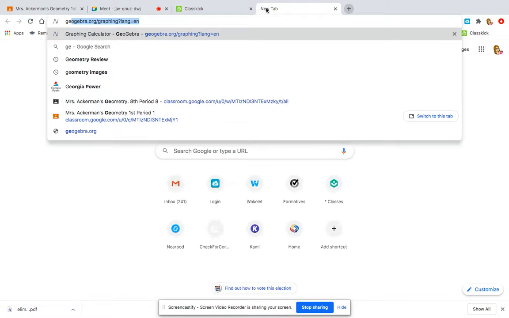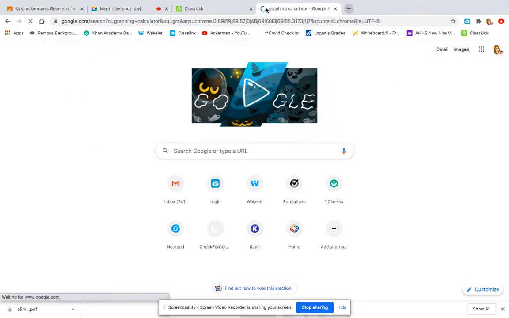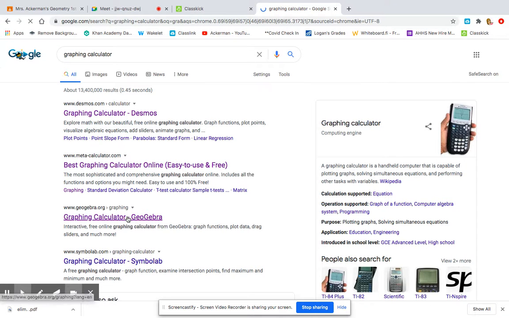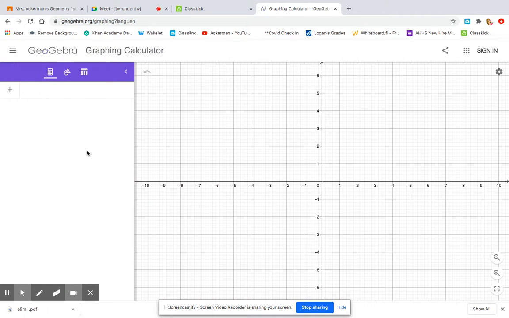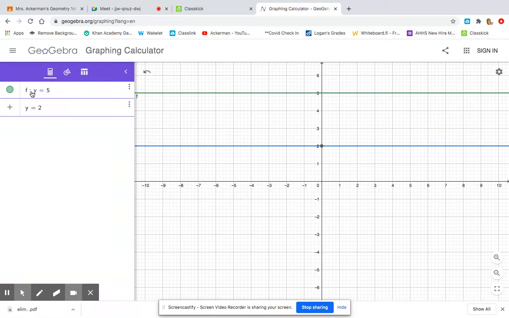Another way that we can do it is to actually just graph it on a graphing calculator, okay? And so the one that we've been using on Google Classroom is this GeoGebra. And so I am going to graph y equals 5. In order to do this on the graphing calculator, it does have to be in a y equals, so a slope-intercept form, okay? And then the other one that I did was y equals 2x plus 7.